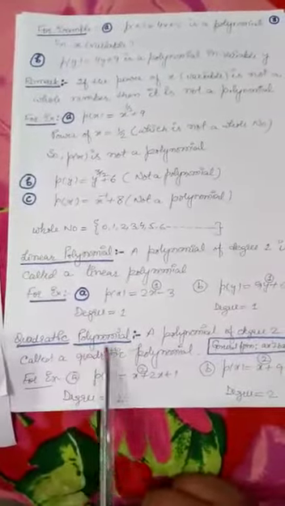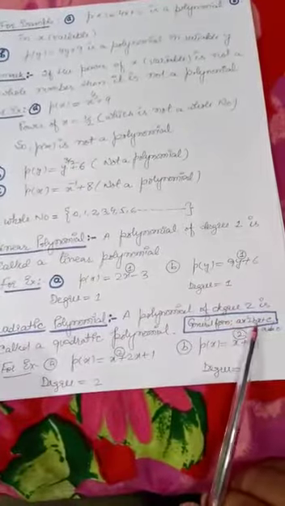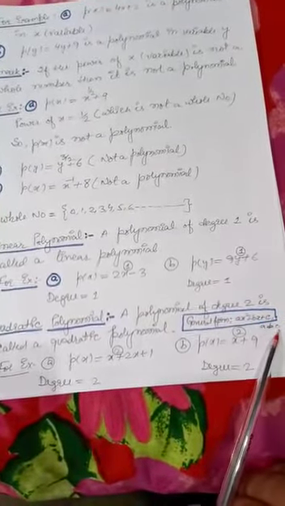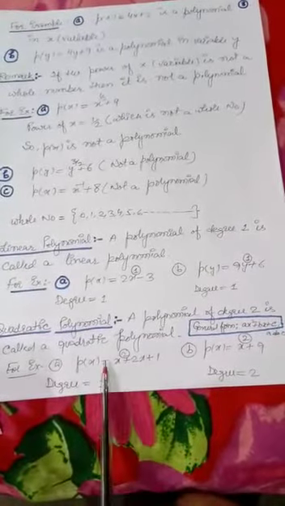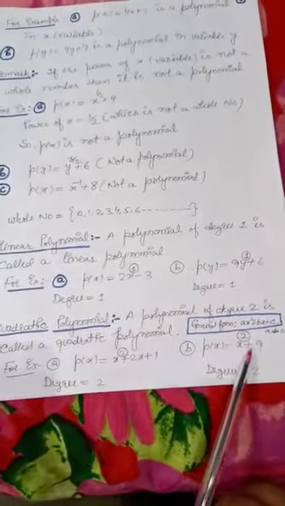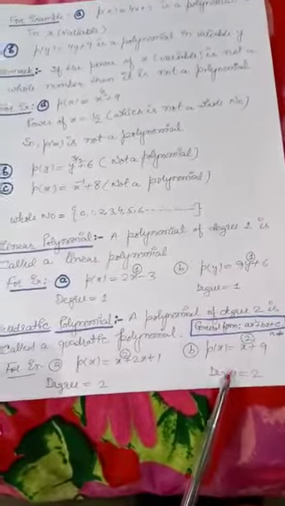Now we define the quadratic polynomial. A polynomial of degree 2 is called a quadratic polynomial. Its general form is ax square plus bx plus c, where a is not equals to 0. For example, p(x) is equals to x square plus 2x plus 1, here the highest power of x is 2, so the degree is 2. Another example, x square plus 9, here the highest power of x is 2, so the degree is 2.